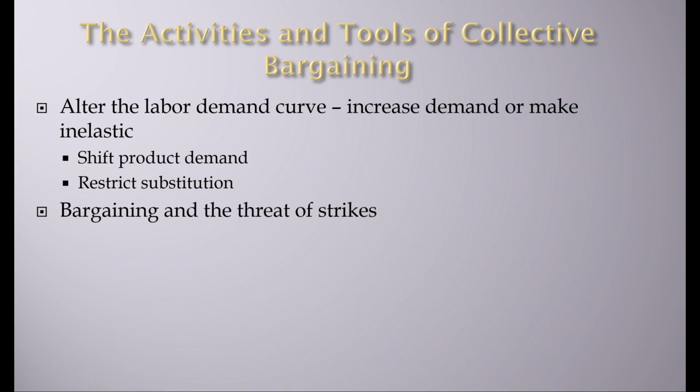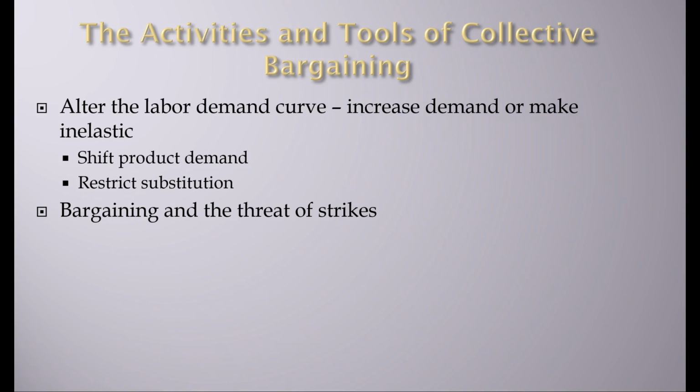So one of the things that we talked about earlier in the course was that one thing that unions look for is inelastic demand. The reason why they want inelastic demand is because with this type of demand, they're able to get higher wages for their employees with a lower drop in the demand for their services. And so they try to make this demand inelastic, or on the other hand, to increase the demand for the labor services.